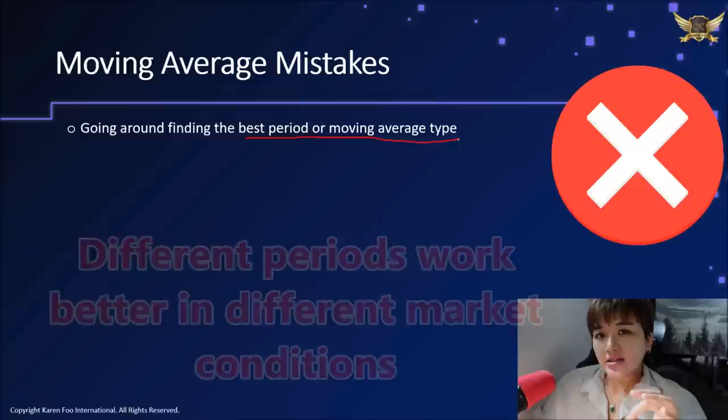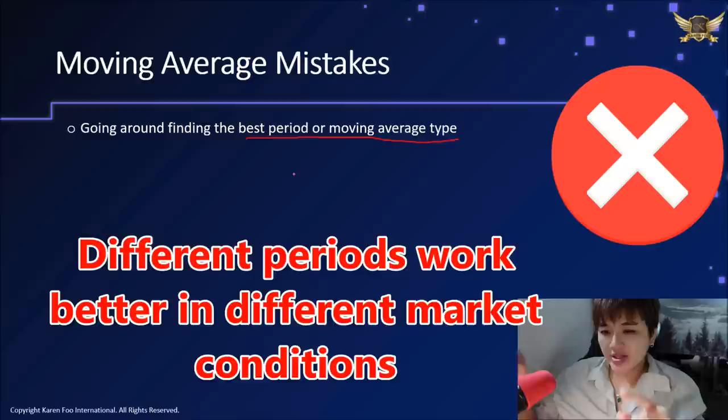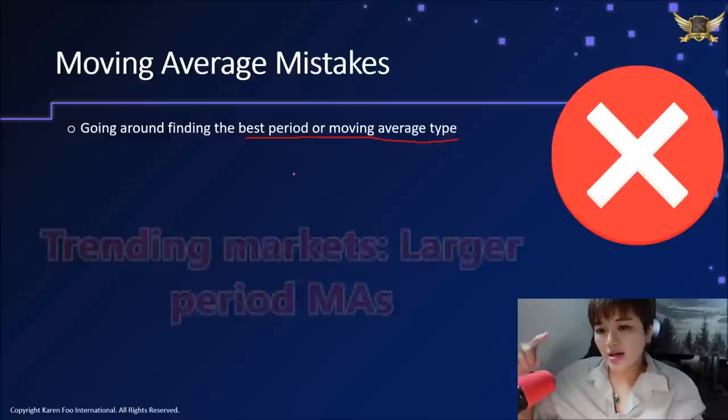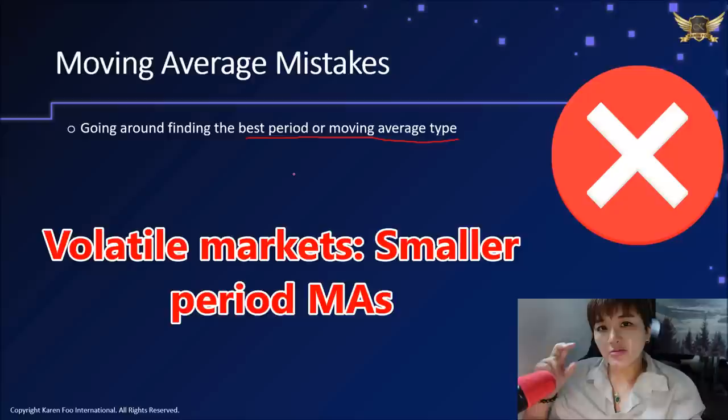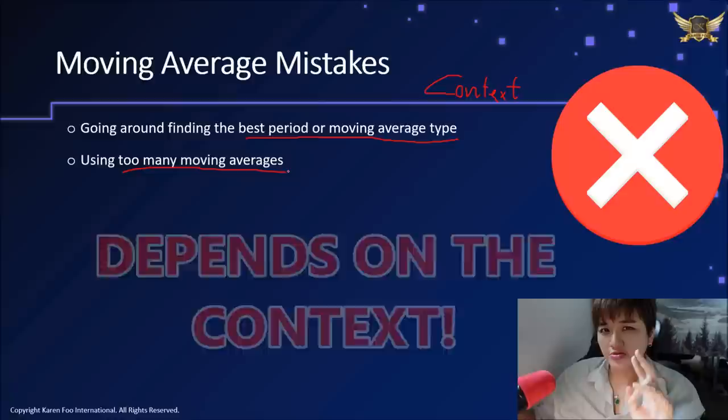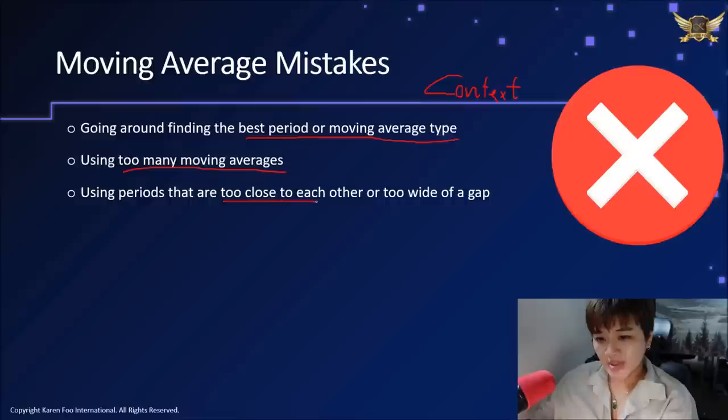Different types and different numbers work in different market conditions. Let's say for a trending market, the best moving average to use is the larger numbers, okay? But for a volatile market that is breaking out, a small moving average number will be better because it gives you faster signals to get in. Depends on the context. Also, don't use too many moving averages. At most, go to 3. There are people who use 5, 6, 7, using periods that are too close to each other. Like, let's say, for example, you're using 400 SMA.